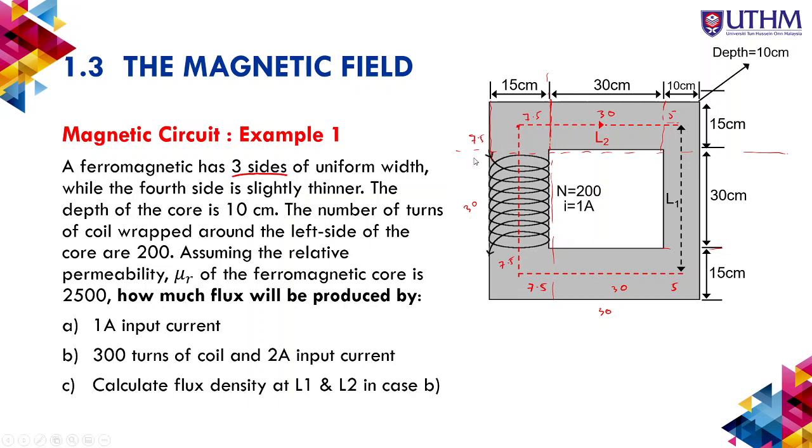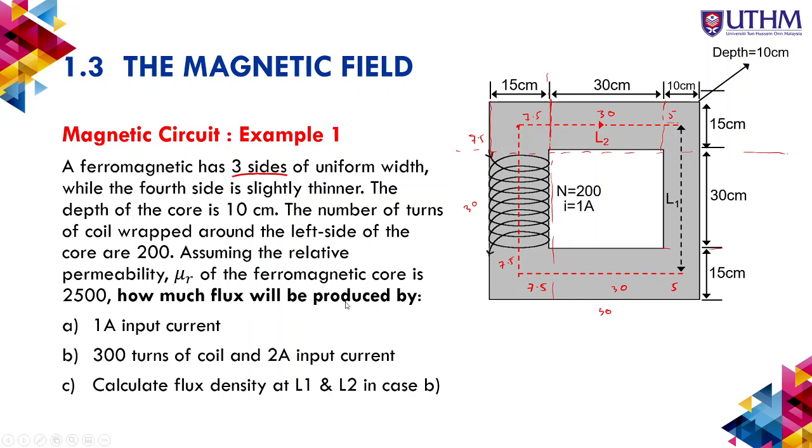Let's read the whole question first. The uniform width, while the fourth side is slightly thinner. So this side is slightly thinner. The depth of the core is 10. Why the depth is important is because it is used to calculate the area. The number of turns of coil wrapped around the left side is 100, assuming the relative permeability of the ferromagnetic core is 2500. It means that the magnetic flux flows 2500 times more compared to free space.